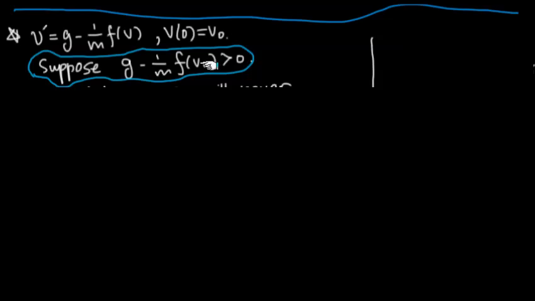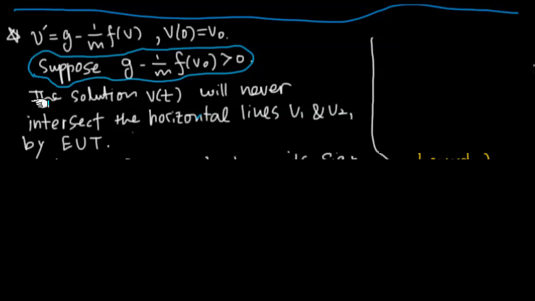So suppose we chose an initial velocity that is not v1 or v2, but is in between v1 and v2. So it must be either positive or negative. I'm supposing it's the positive case this time. The negative case has no significance at all, so our discussion will carry over to the negative case as well. We talked about this before. The solution exists all the way to infinity and will never intersect the horizontal lines v1 and v2. This is the consequence of the existence and uniqueness theorem.